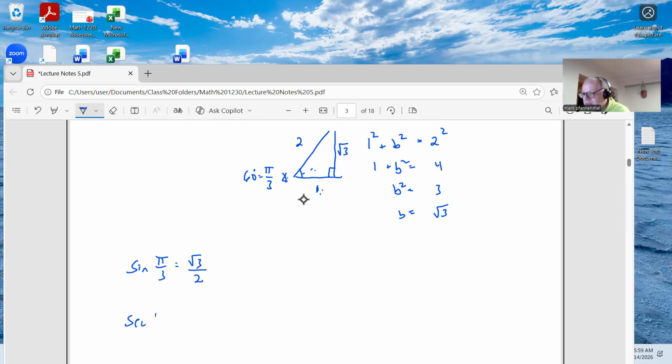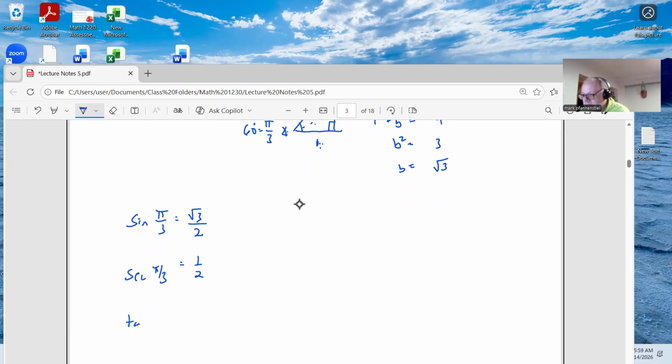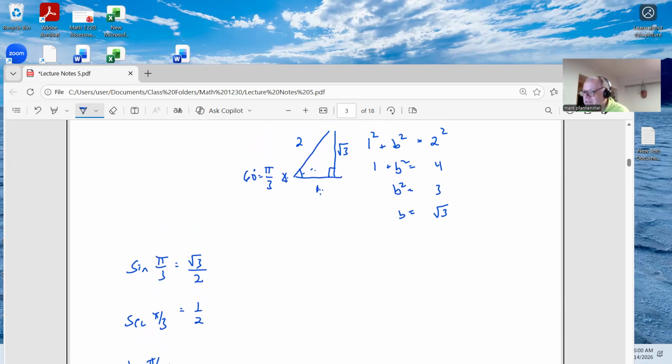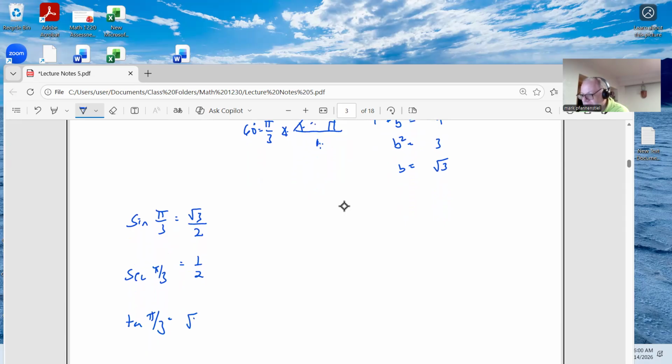The cosine of pi over 3, we're going to end up with adjacent side over hypotenuse. So that's going to be 1/2. And of course, we have the tangent of pi over 3, and that's going to give us opposite over adjacent, so that's just going to give us the square root of 3.